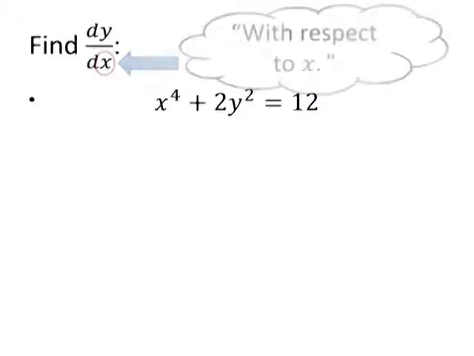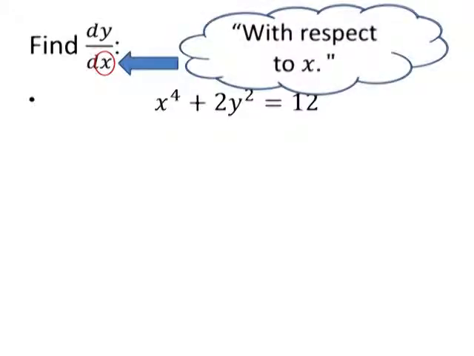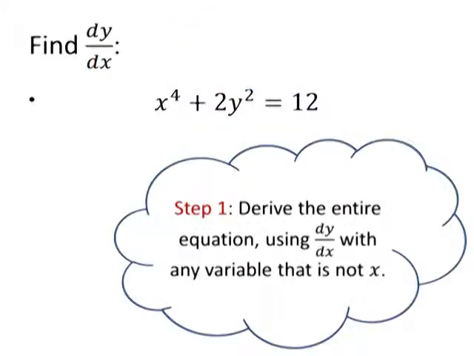First, notice when you're differentiating implicitly, the bottom part of the dy dx. Dy dx means the derivative of y with respect to x. So note the bottom variable, and then mentally note that any time that you derive the equation, you're going to use dy dx with any variable that's not x. It doesn't match up with that bottom variable.